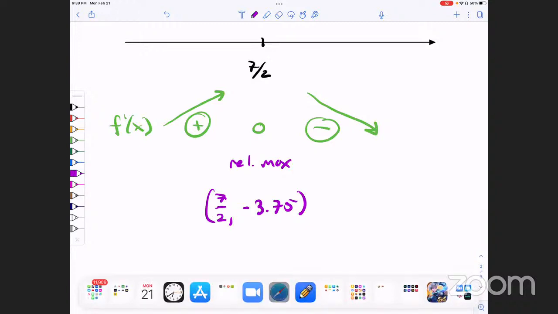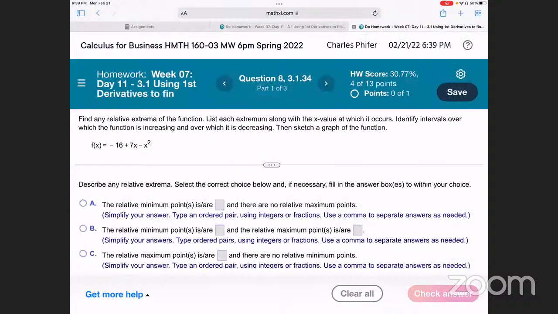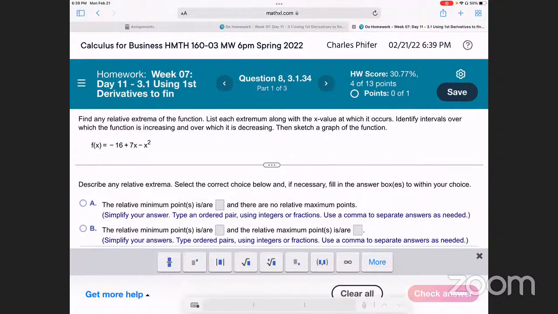Okay, this one. So describe any relative extrema. Our claim is that we got a max, and we did not get a minimum because, again, if you think about this original, the highest exponent is a 2, which means we're working with a parabola. The leading coefficient is negative from that negative x squared, so we have a downward facing parabola and the y-intercept is -16. So the relative max, what do we get? Type in an ordered pair using integers or fractions.